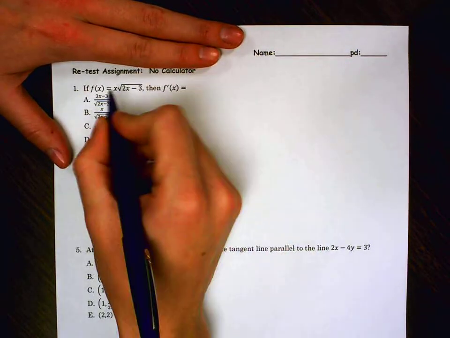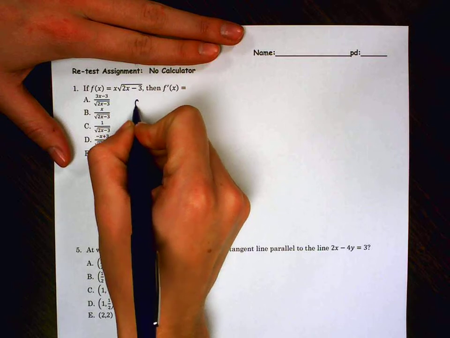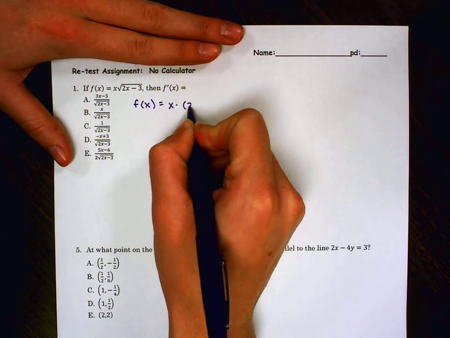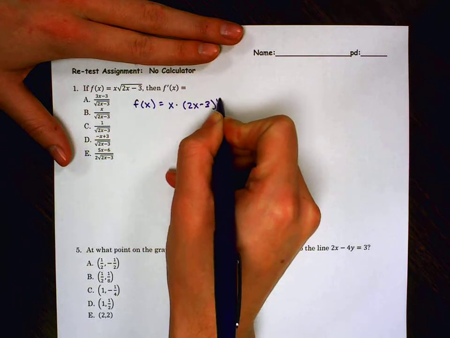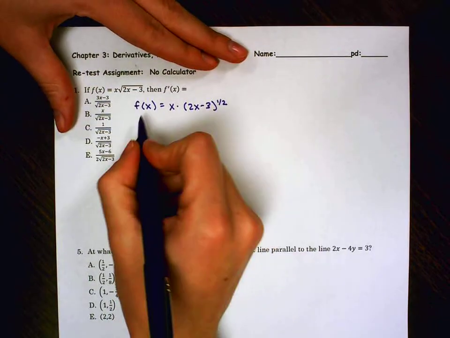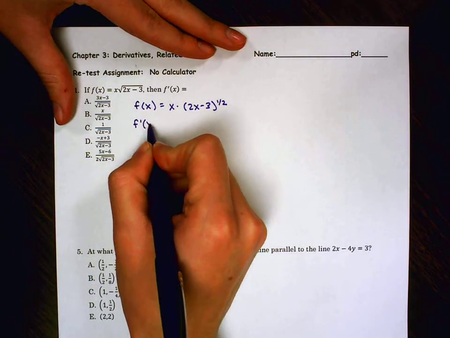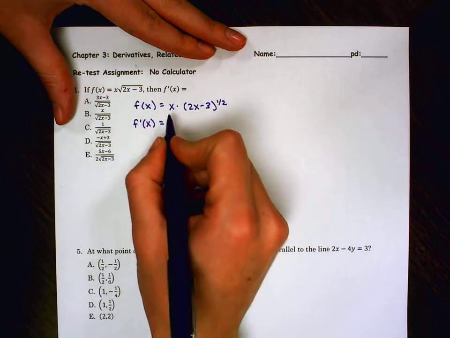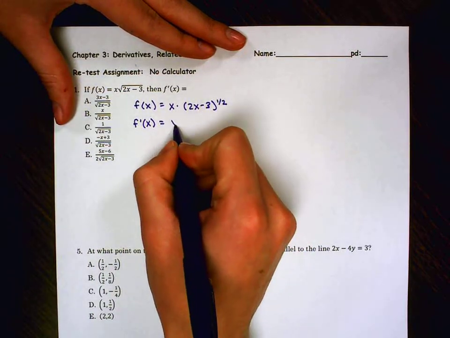Before I take the derivative, I want to rewrite this so that I have x times 2x minus 3 to the 1/2, because I find that easier to take the derivative of in that form. When I take the derivative, I'm going to be doing a product rule, because I have this times this. We have a product. So remember the product rule, you take the first times the derivative of the second.